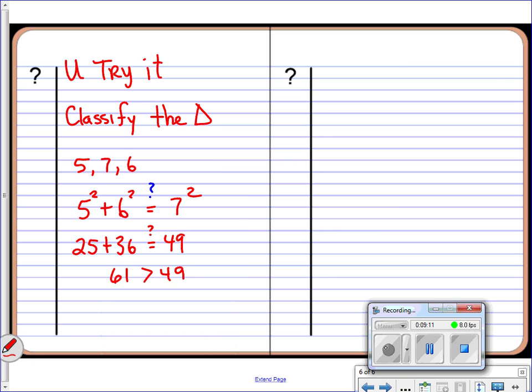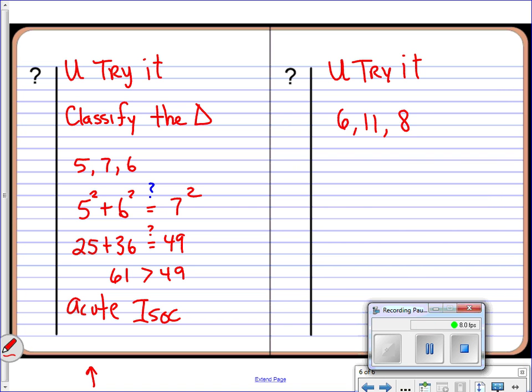Okay, from the category of angles, we call this an acute triangle, because it falls to being where the c squared is too small to go with the a squared plus b squared, so it's acute. And then we look up and we see all three sides are different, so it's an isosceles triangle. We always have two names for it. Let's try one more. All right, try that one. Go ahead and put me on pause.